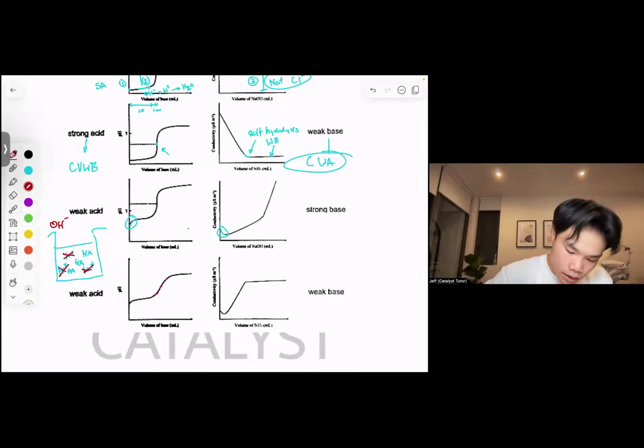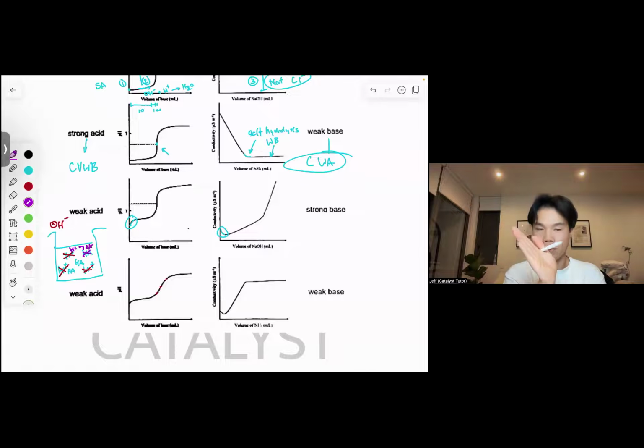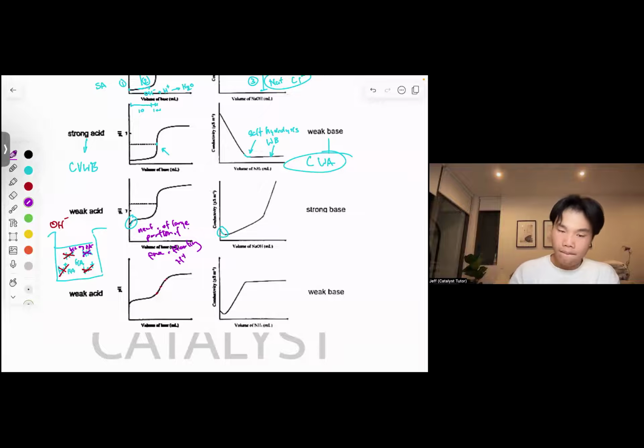And it will be counteracted by the dissociation of some of the undissociated HA to make H plus and A minus. So this rapid increase at the start is due to the neutralization of a large portion of free floating H plus from the weak acid, which sort of boosts up your pH and drops your conductivity rapidly.